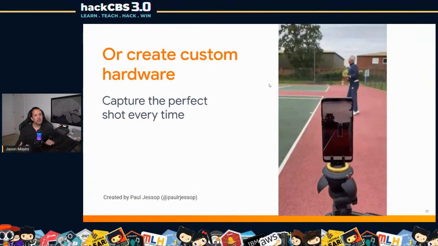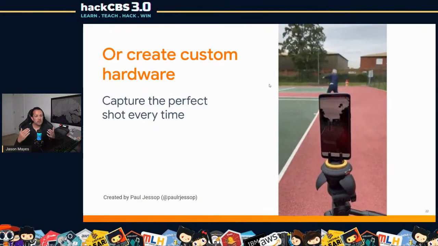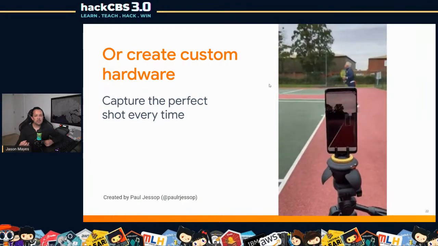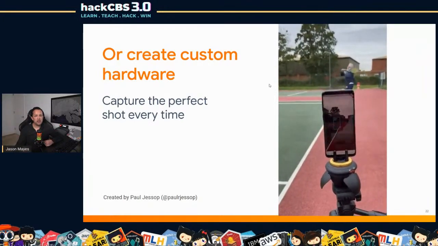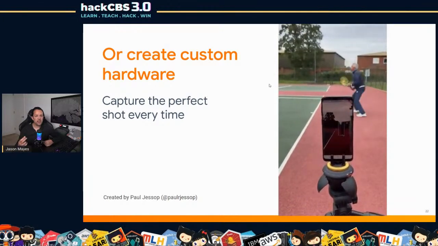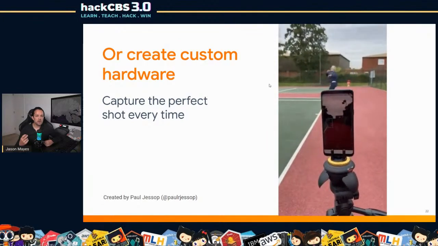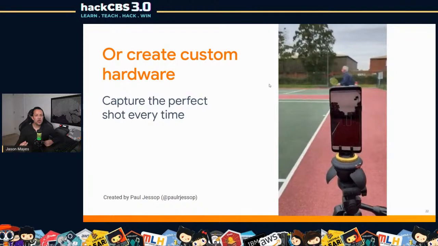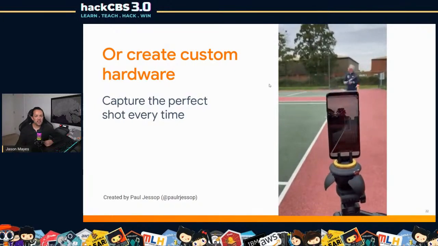And you can go even further. You can actually combine TensorFlow.js with hardware too. This guy has made some custom hardware that's combined with TensorFlow.js to track this tennis player in real time to get the perfect shot all the time. This is especially important for fast-moving sports where people find it hard to track the person as they're moving.